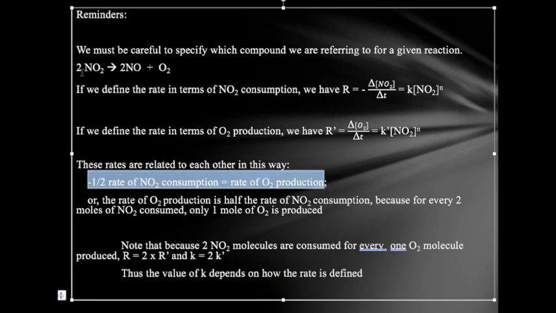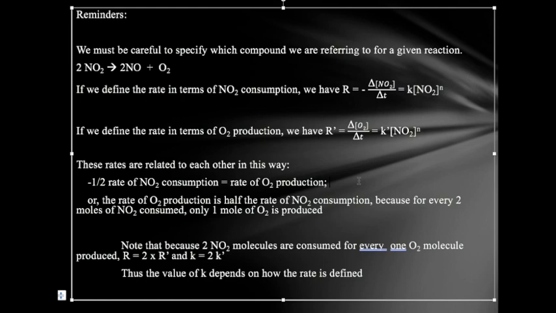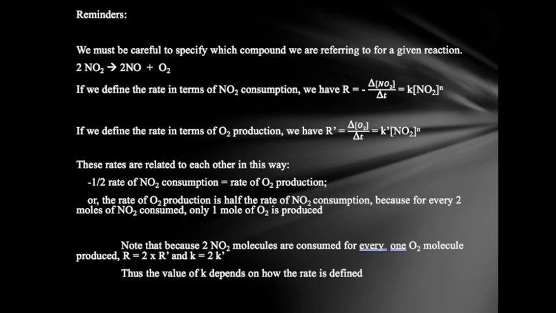NO2 has a coefficient of 2. So 1 over 2, 1/2 the rate of NO2 consumption, is going to equal the rate of O2 production. So the rate of O2 production is half as big. It is 1/2 of the rate of NO2 consumption. That's exactly what we saw in that graph earlier. All right. Why is this the case? Once again, because for every 2 moles or for every 2 molecules of NO2 I'm consuming, only 1 molecule or 1 mole of O2 is produced. So of course the rate of O2 production will be half as big as the rate of NO2 consumption.